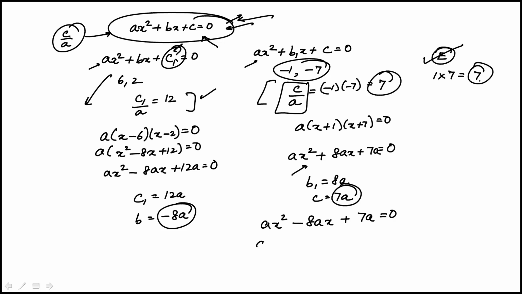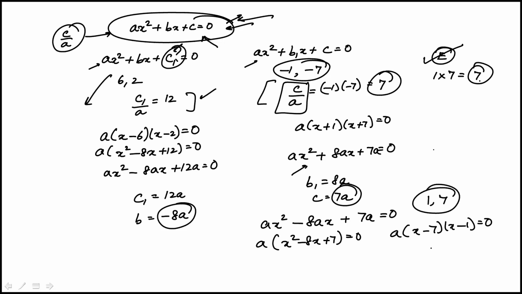And so the A part you can factor out. This is the quadratic you'll end up with. That's the original quadratic. And then this will factor to x minus 1, x minus 7 equal to 0, and you get the two roots, 1 and 7. So the easiest way was, because we had the answer choices, I could do that.